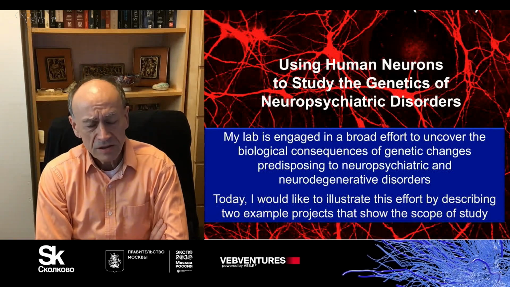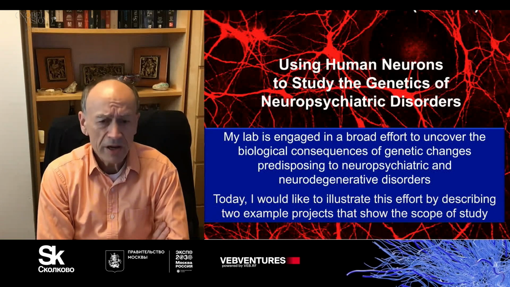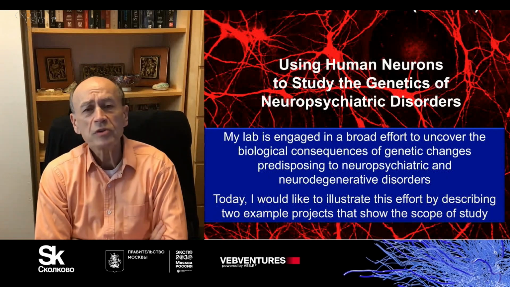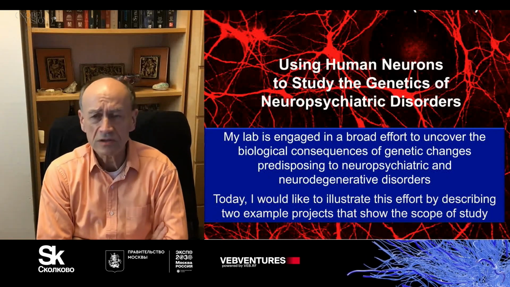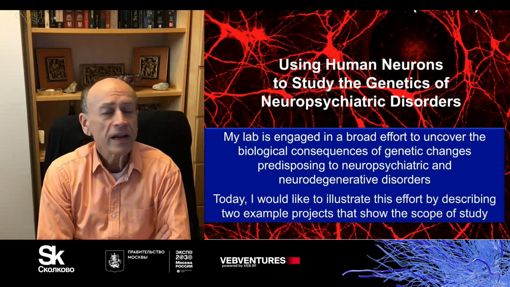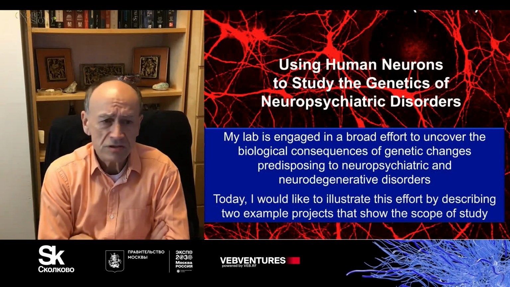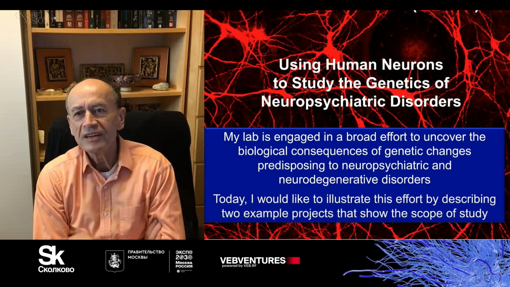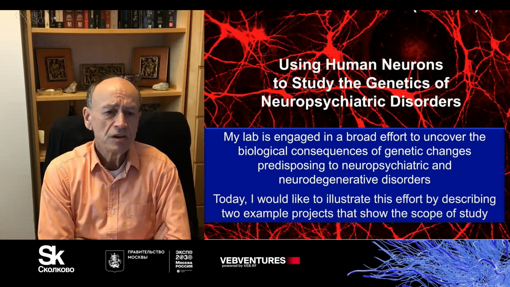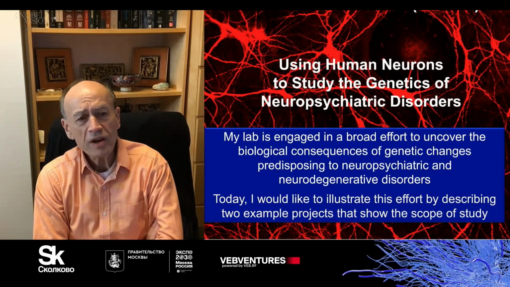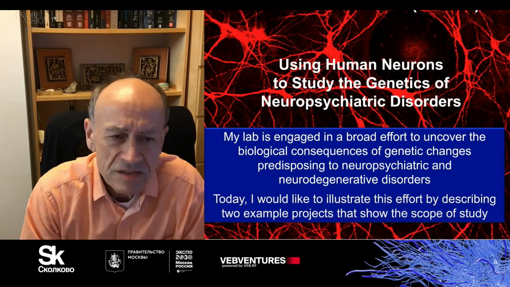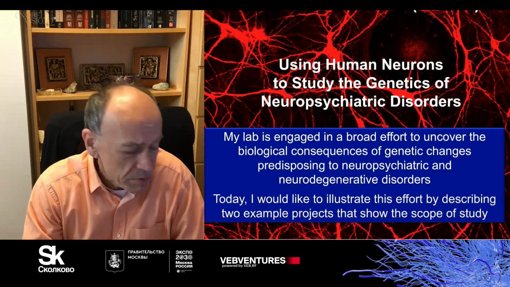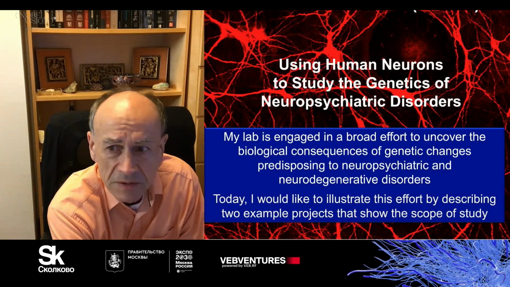I want to illustrate in today's talk how we do this by describing to you two examples that show what we can do with this approach and why it is important for progress in understanding, especially neurodevelopmental disorders, such as schizophrenia or autism. And I hope that with this very scientific approach, you will glimpse a bit of how we, as neuroscientists, can help understanding of what happens to these patients in these devastating disorders.